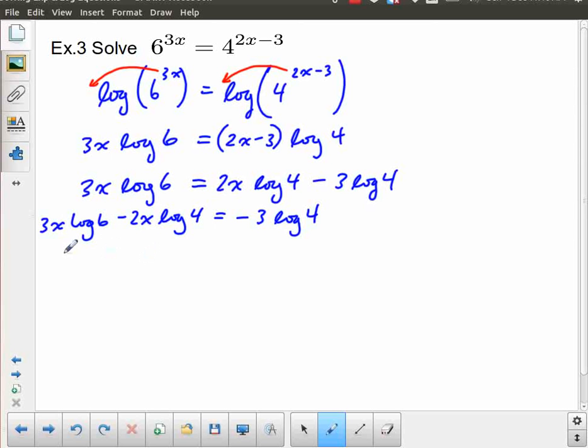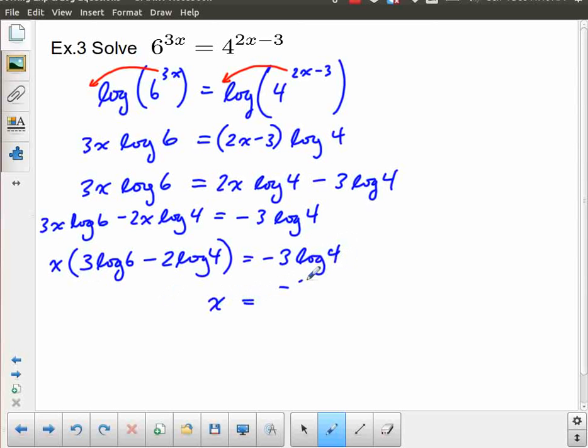Now I've got a common factor here of x. So I factor out the x, and I end up with 3 log 6 minus 2 log 4 equals negative 3 log 4. So this x all by itself is negative 3 log 4 over this entire thing, 3 log 6 minus 2 log 4.